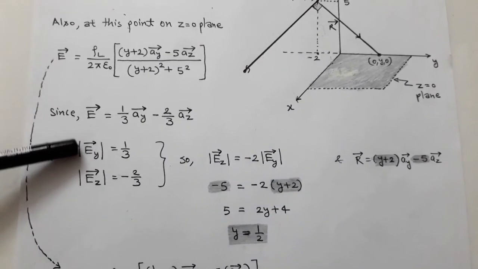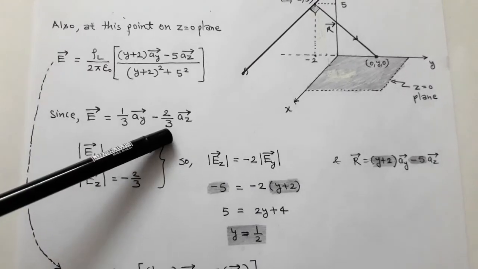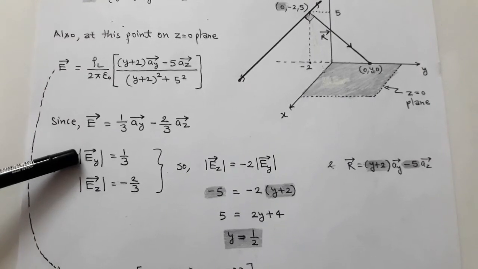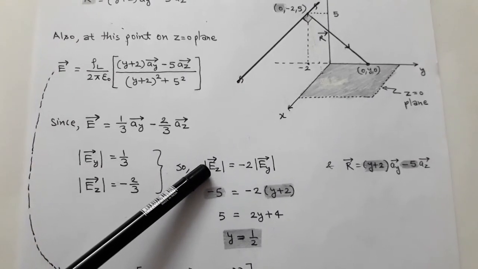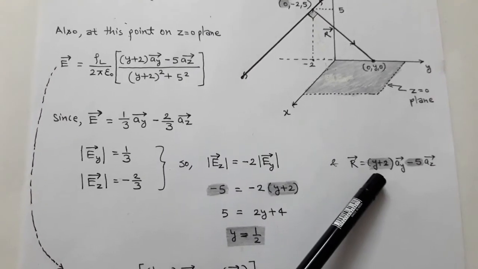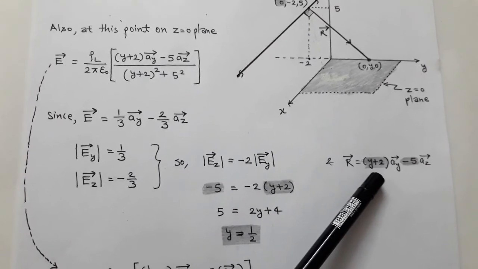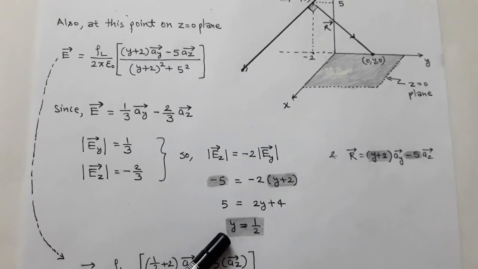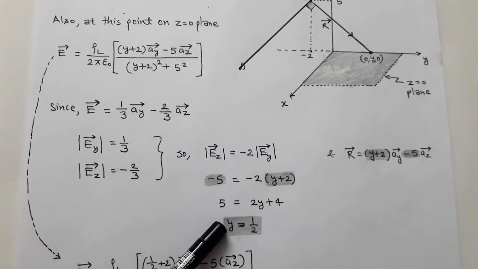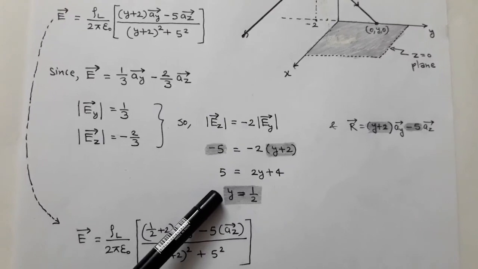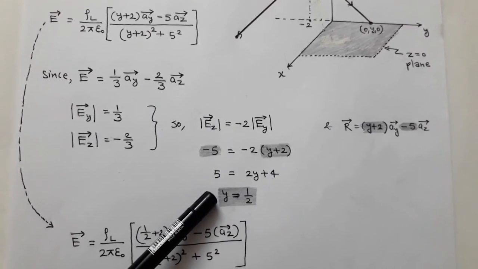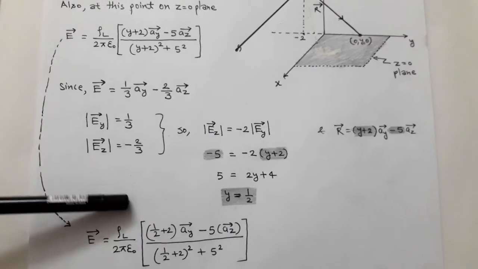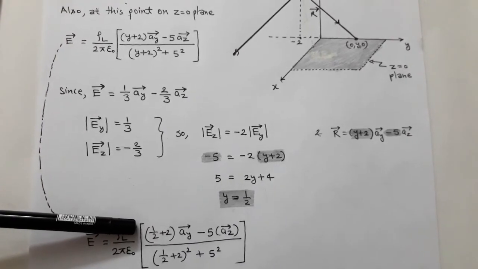So here the y component is 1 upon 3 and z component is minus 2 upon 3. So we can say that the z component is minus 2 times the y component, and the vector r has y component, that is y plus 2, and z component, that is minus 5. So after putting the components of z and y here, we get the value of y, that is 1 upon 2.